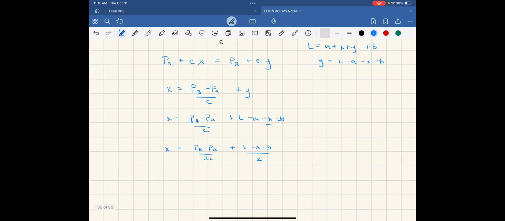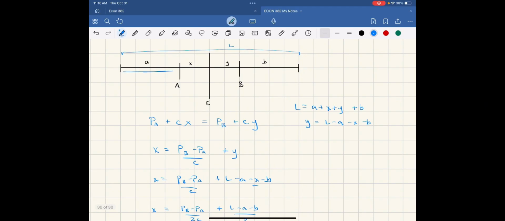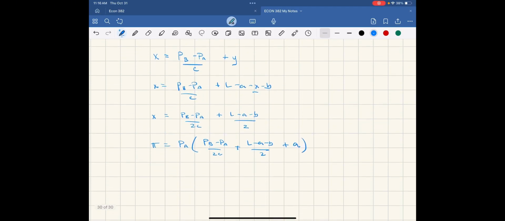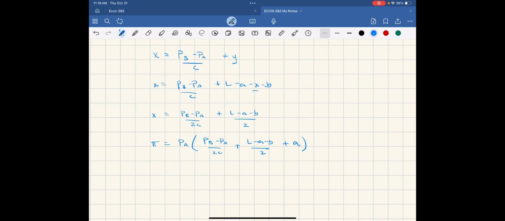So how many people purchase from A? Well, the profit function will then be the price that they charge times this quantity, (PB minus PA) over 2C plus (L minus A minus B) over 2, plus the area A, which is now these individuals right here who are going to go to A. So if this is our profit function, we can now take the partial derivative with respect to the price of good A, and this is going to give us PB over 2C minus PA over C plus (L plus A minus B) all over 2. And we set that equal to 0.